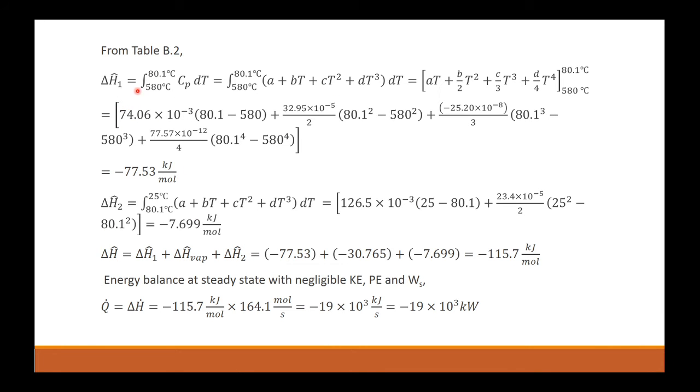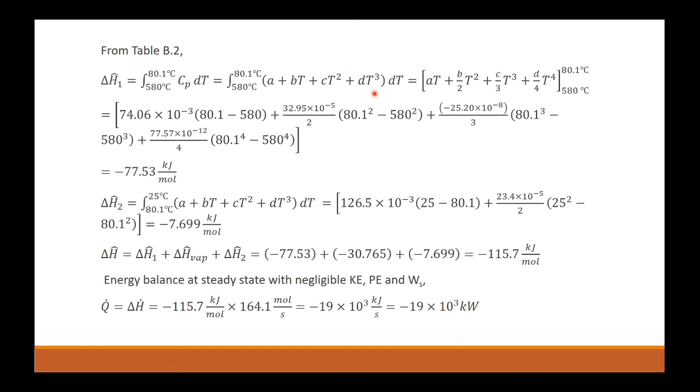So for H1, we integrate the heat capacity from 80.1 to 580 degrees Celsius. This is a fixed formula. It depends on the table that you are given, in which in this case we can obtain the formula from table B.2. Depending on the units and so on, you may have different A, B, C, and D, so please check carefully. You can get this formula from above the table written there.